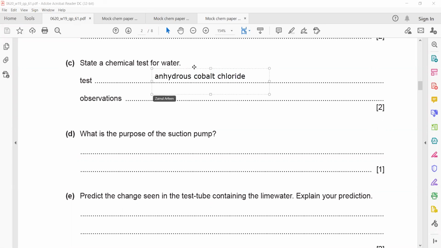So it will turn from blue to pink. Or anhydrous copper sulfate can also be used. It will turn from white to blue.